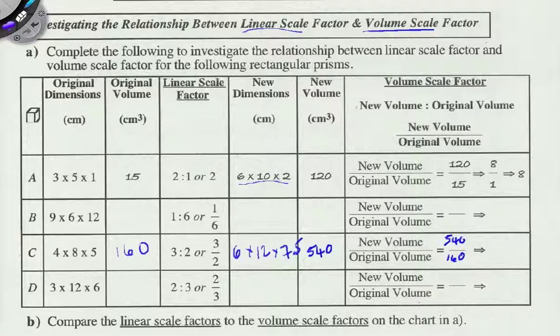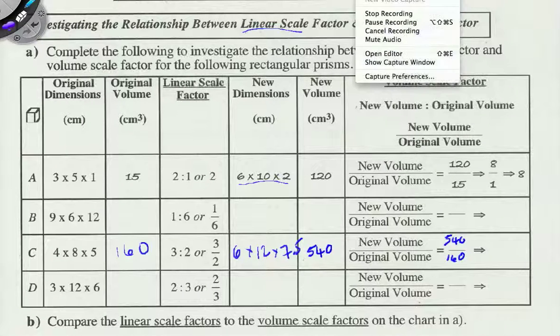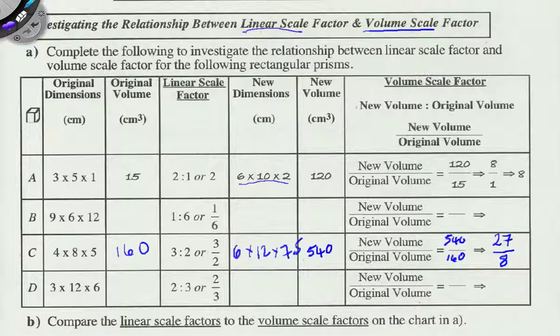And what do we have? 540 divided by 160. I hope I'm doing this right. No, doesn't look like it. Let me just pause and check my calculations. Okay, well in fact, this is correct. So we do get 540 over 160, which reduces to 27 over 8. If you go to decimals, it's 3.375.